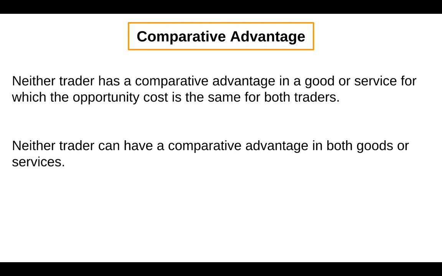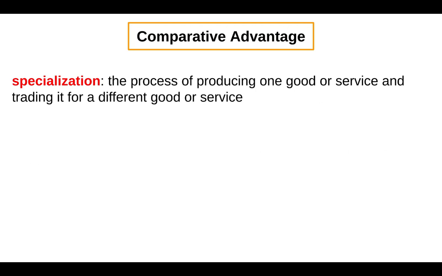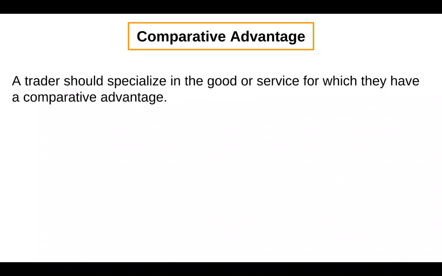So in our US-Mexico example, because the US had the comparative advantage in corn, we know Mexico must have it in wheat, unless their opportunity costs are the same. And so a vocab term I want you to be aware of here is called specialization. It's the idea of producing one good or service and trading it for a different good or service. So in our example, we would say that the US would specialize in corn, and Mexico would specialize in wheat. And so therefore, a trader should specialize in the good or service for which they have a comparative advantage. So that's output problems.